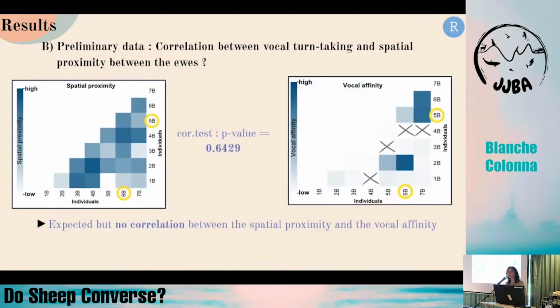When I finish all the analysis, it will be interesting to know if there is a correlation between the spatial proximity and the vocal affinity. I didn't have the time, but I just wanted to show what I had, though it has no significant meaning. But for instance, with the core test, there isn't any correlation between our 2 conditions, but it was expected.